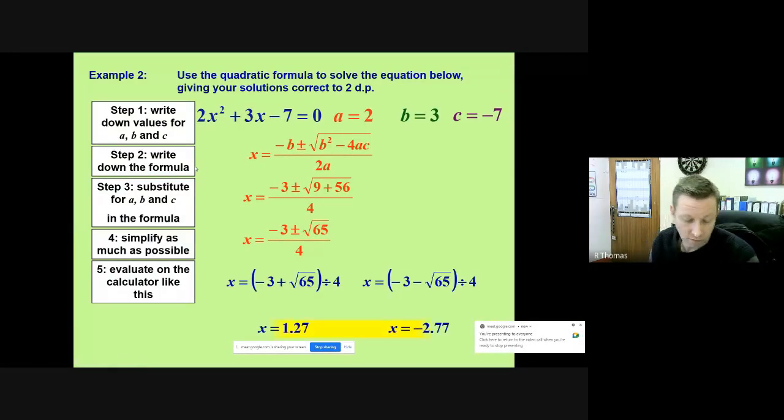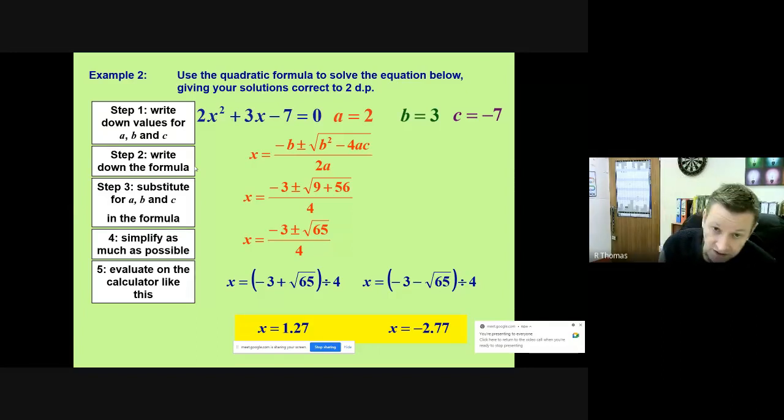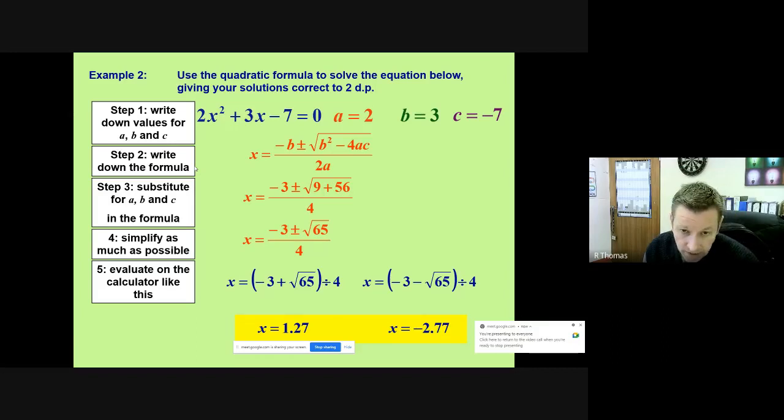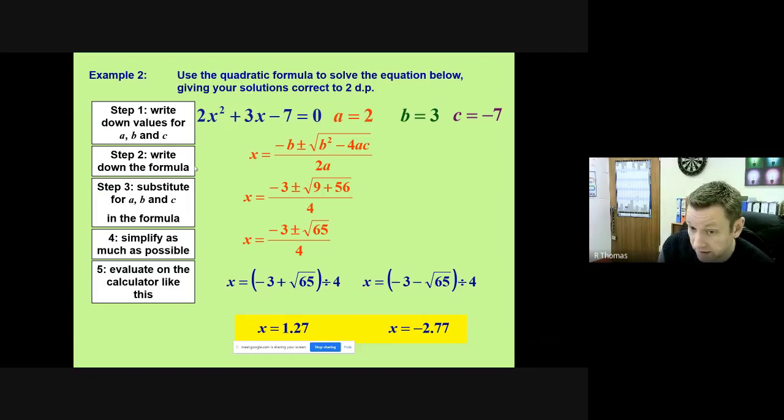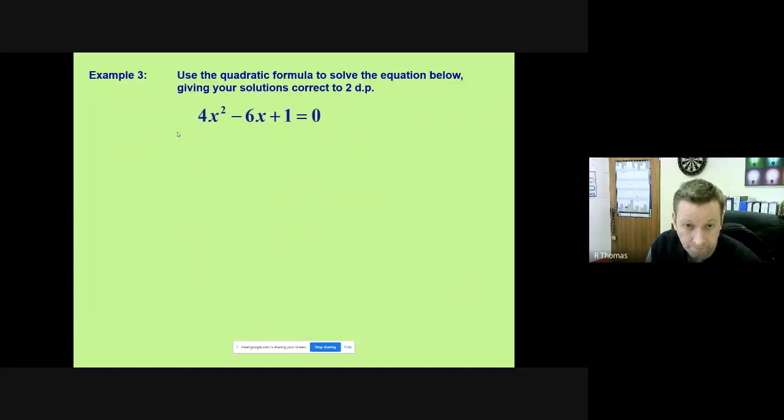Here we go. Well done. It was 1.27 and minus 2.77. So in a nutshell, that's sort of it. Okay, I'm going to give you another one now, a different value of A, different value of B, different value of C. You do the same thing every time: substitute it into the formula, be really careful where your minus is, and then press the buttons to get the two answers, right? So let's look at one more.